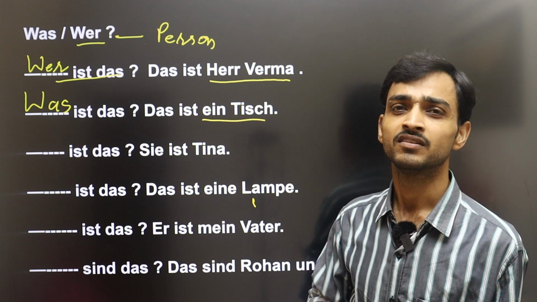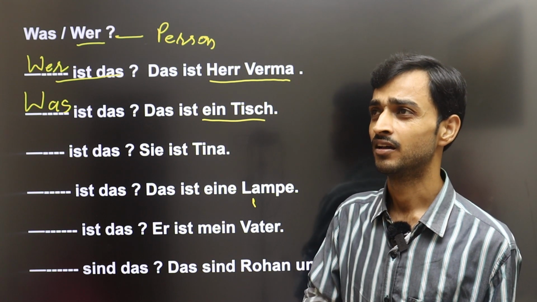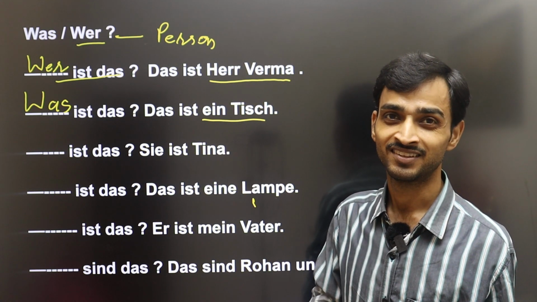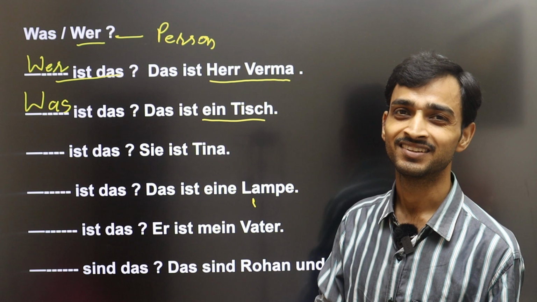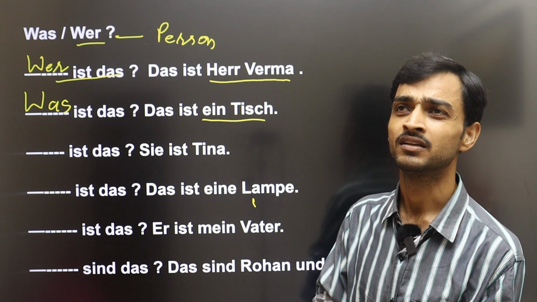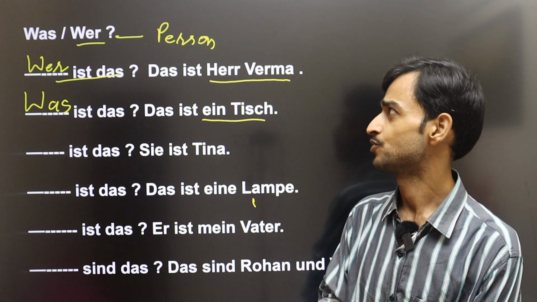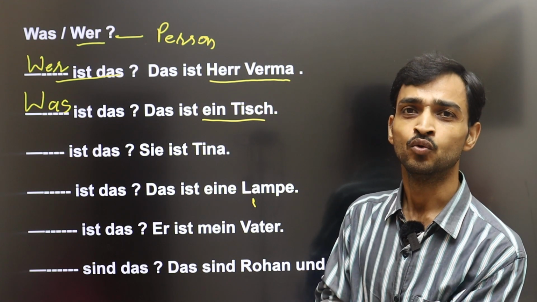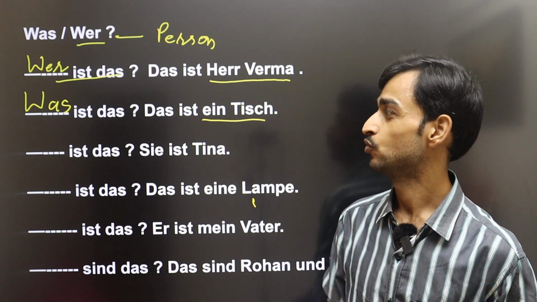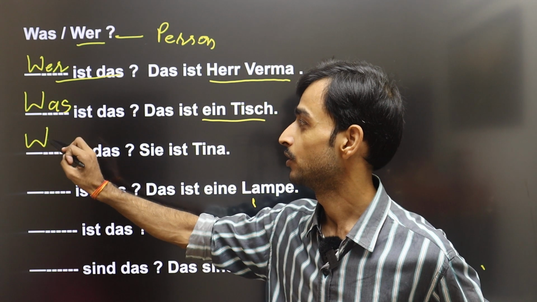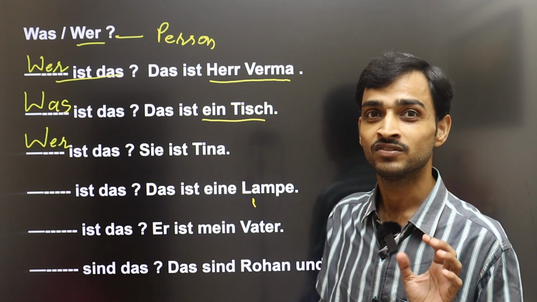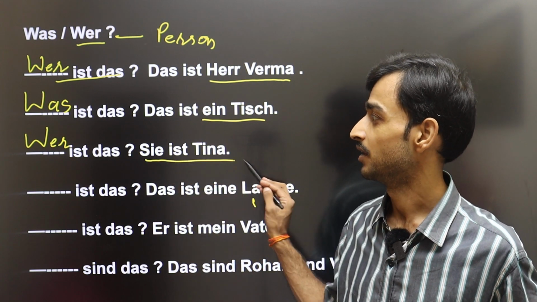Next is Sie ist Tina. Third answer. Sie ist Tina. She is Tina. So what is my question? Who is this or what is this? Now can you tell me? Yes, who is this? Tina is a human being. Tina is a person like Mr. Verma. So Tina, who is this? My question is, Wer ist das? W-E-R, wer in English means who. Who is this? She is Tina.